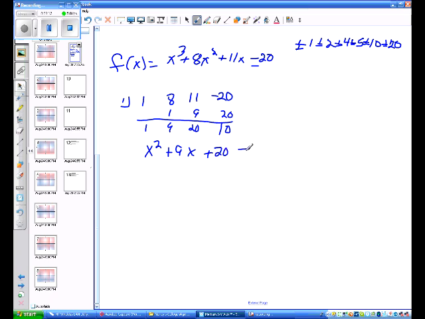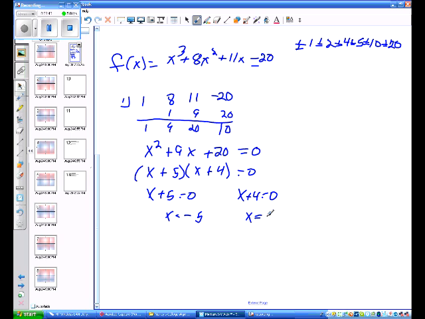Well, that's a quadratic. We know how to solve it. In fact, we can factor this one. Factors of 20 that add to be 9: 5 and 4. Signs are the same. They're both positive. Setting each factor equal to 0, we get x equals negative 5 and x equals negative 4.